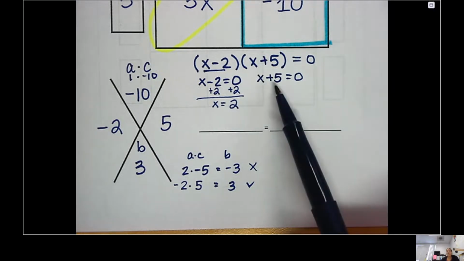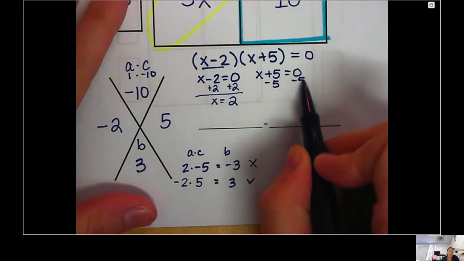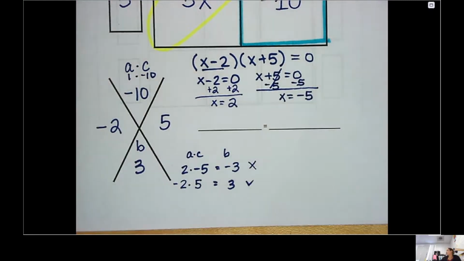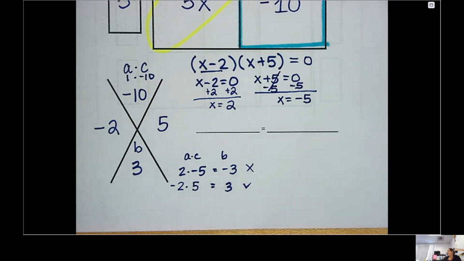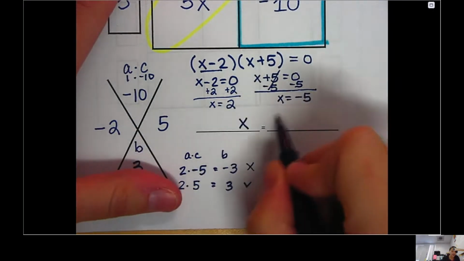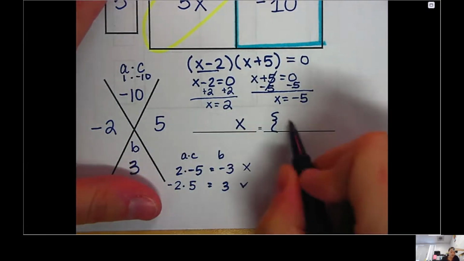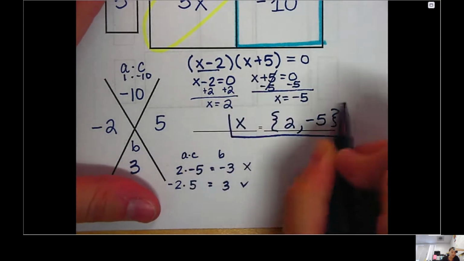I'm going to do the same thing here. I want to get the x by itself, so I'm going to subtract 5. X equals -5. So your two solutions to this problem without graphing are at positive 2 and -5. That's your final answer. That's what I'm looking for. So if you were to graph it, it would cross at -5 and positive 2. So we write our final answer, x equals, and remember we put them in the curly brackets. X equals 2 and -5 are my two answers. So that's your final answer.